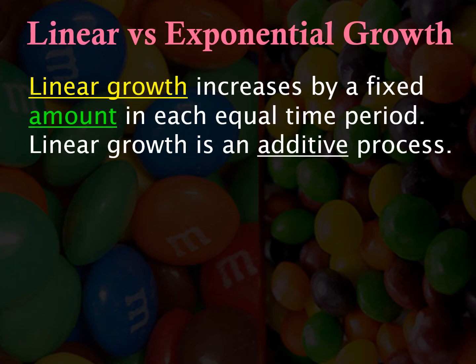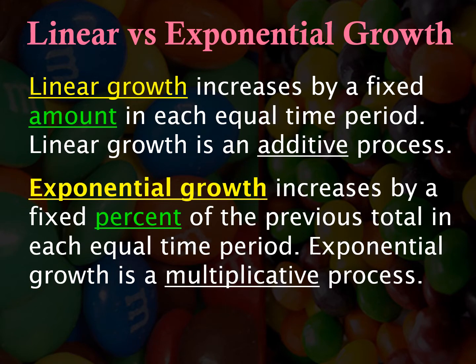So linear growth increases by a fixed amount in each equal time period. Linear growth is an additive process. Exponential growth increases by a fixed ratio or percentage of the previous total for each equal time period. Exponential growth is a multiplicative process. And I'm going to skip the example and move on to the next page.